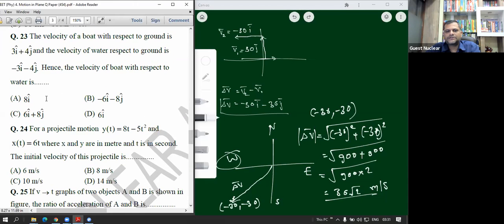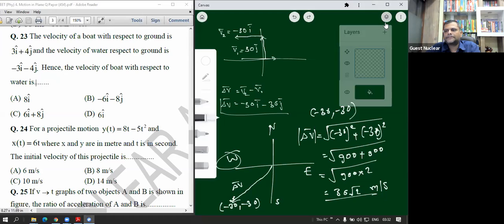Let us try this 23rd one here. The velocity of the boat with respect to ground is 3I bar plus 4J bar. Okay. And the velocity of water with respect to ground is minus 3I bar minus 4J bar. Then what is the velocity of boat with respect to water?